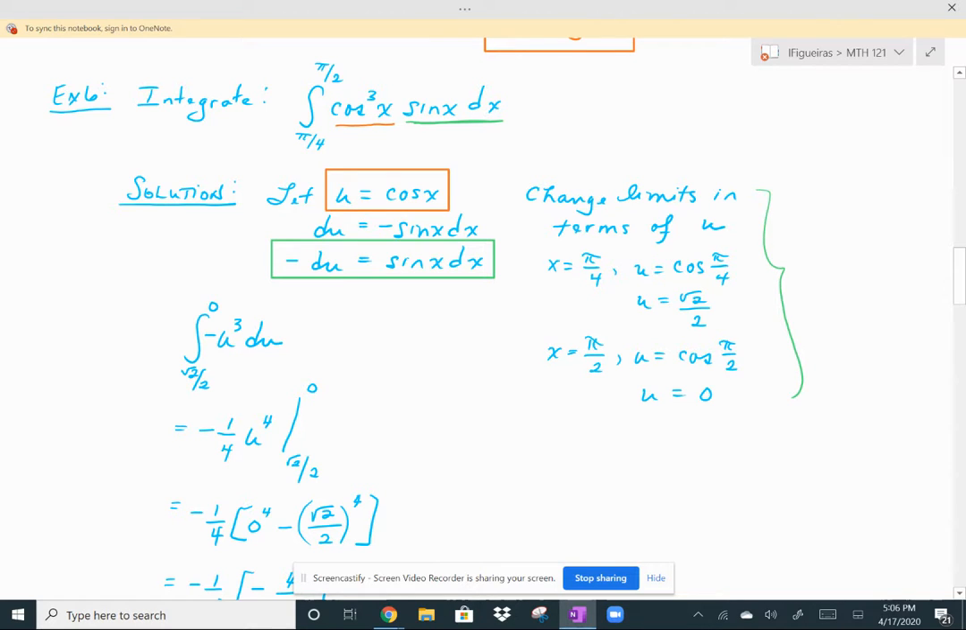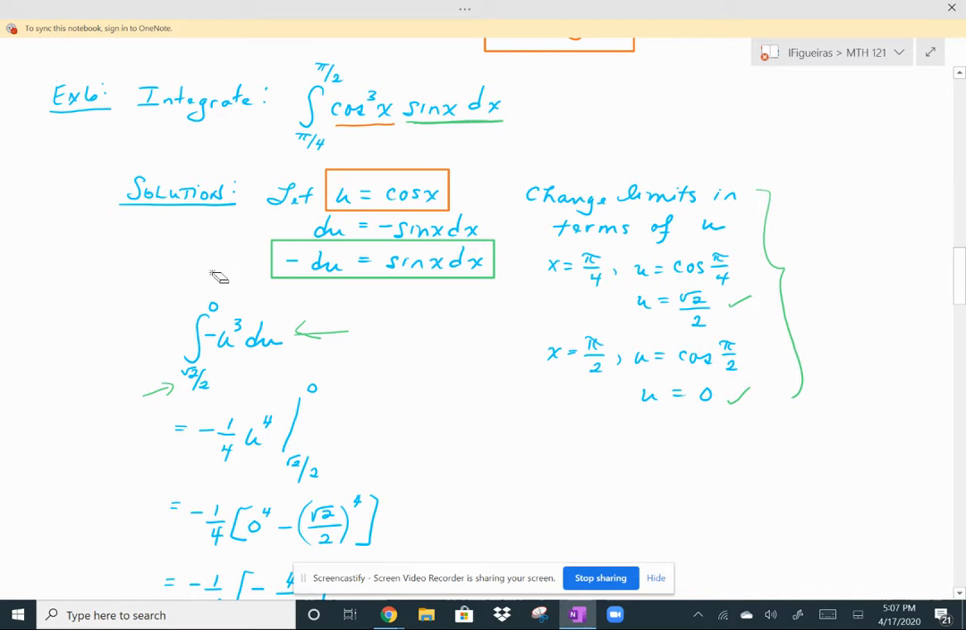So when x is pi over 4, remember that's your lower bound, your u is the cosine of pi over 4, which is root 2 over 2. So that's what you put here in your limit. And when x is pi over 2, that was the upper limit, your u is a cosine of pi over 2, which is 0. Okay, so we have our limits. There's a 0. And then we replace cosine cubed of x by u cubed, and sine of x dx becomes negative du. So this is what we are integrating.